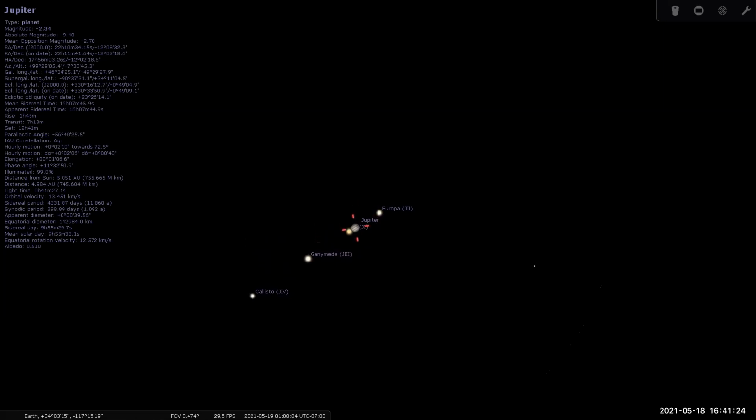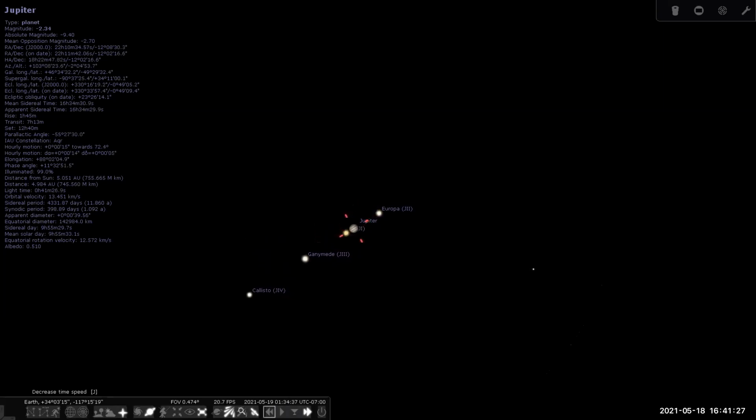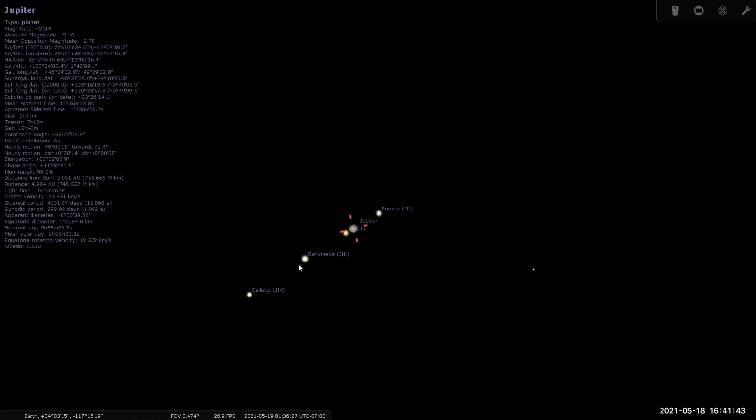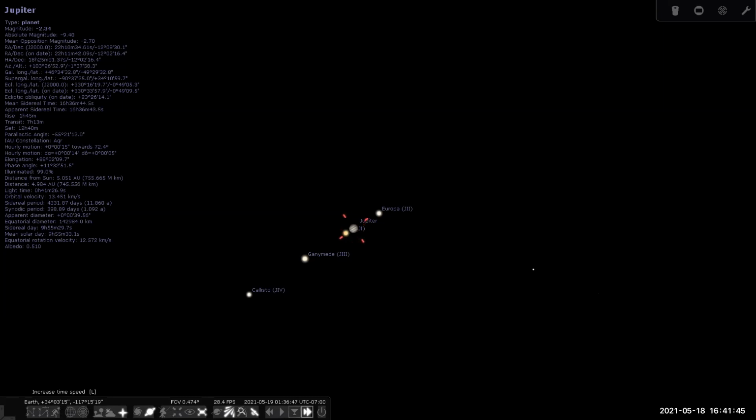And actually, let me go back slightly in time, because that was an interesting event. Okay, let me move forward. It's fine. Because you can clearly see Europa right now. You see Ganymede, you see Callisto. And at some point, Io was behind Jupiter.